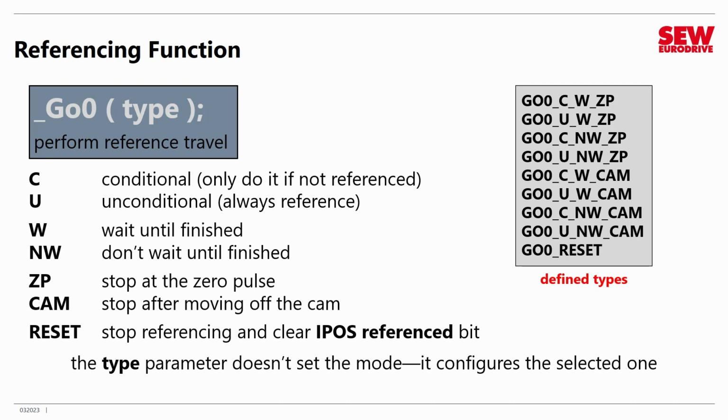Let me emphasize this. I've already kind of suggested this. Some of these types are not appropriate with certain referencing modes. For example, CAM is not appropriate if you're using limit switch referencing. And ZP, zero pulse, is not appropriate, for example, if you're using a mode that can't use the zero pulse or if you have an encoder that doesn't have that feature. Therefore, you must be intelligent about which parameters you pick, which referencing modes you're in. You need to stop and think about that whole topic.